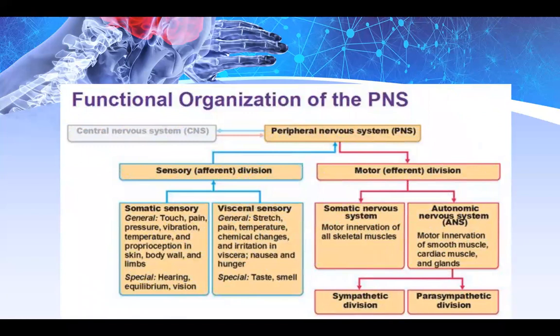Let's move on to the peripheral nervous system. This is the second division of the nervous system. The peripheral nervous system is a network of nerves that branches out from the central nervous system and connects to the rest of the body. It is involved in both involuntary and voluntary actions.